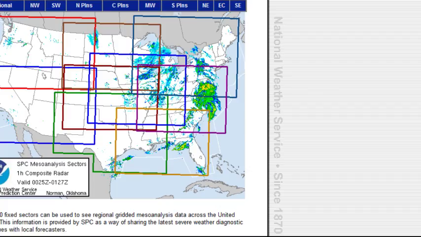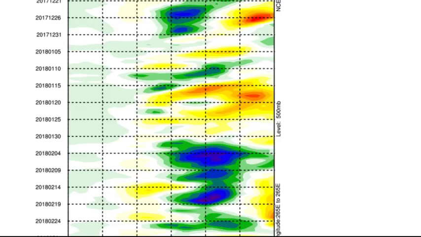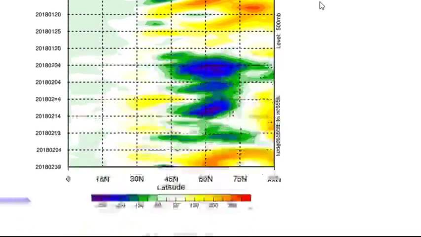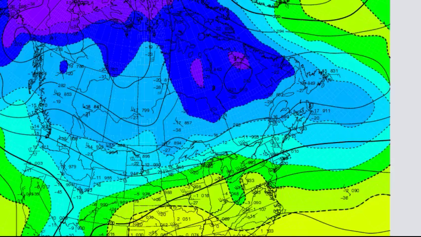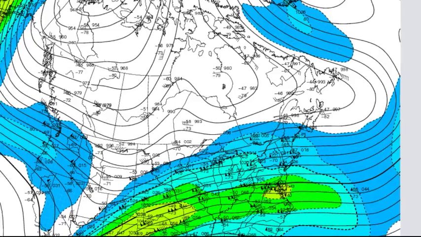Okay, heading to the charts here. I was going to go over some of the Hovmoller diagrams, plots of height with latitude and longitude, because this is one way we can look at upper level waves. And by upper level waves, we're talking about these patterns here.